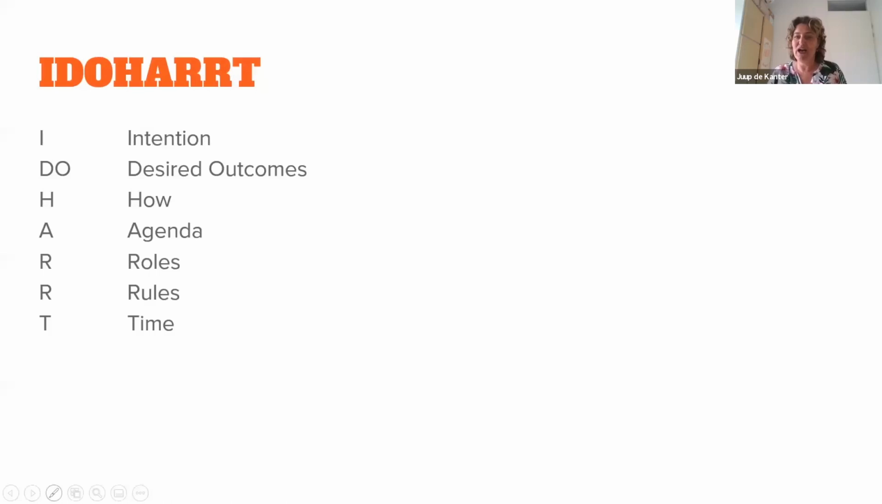I start all my sessions with an IDOARRT. It's very familiar in design thinking. These letters stand for the intention of the meeting, the desired outcome, and how you can learn it.